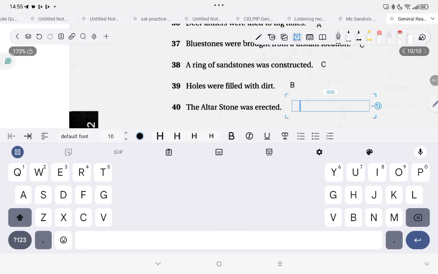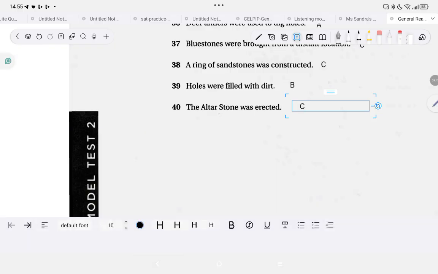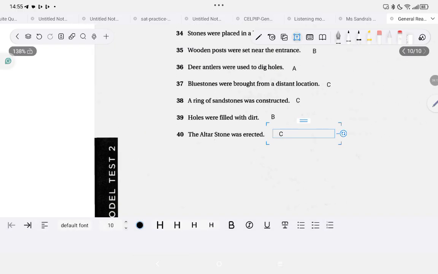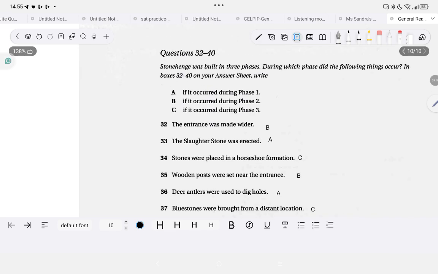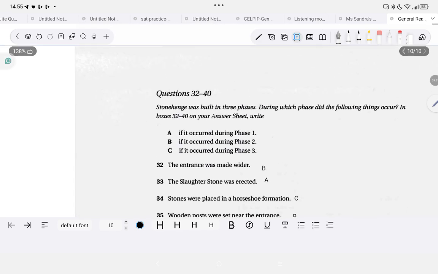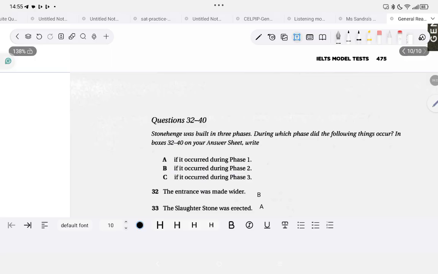That's it. That's how to answer the general reading passage. You want to be thorough. You want to go systematically, step by step. Do not rush, because if you rush, you miss the answers. Do not assume as well, because if you assume, you miss the answers.